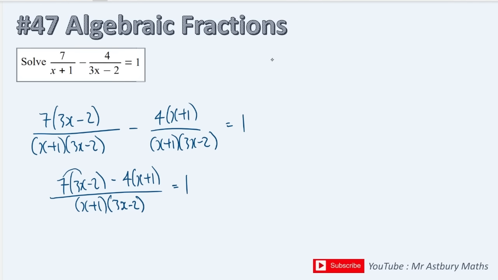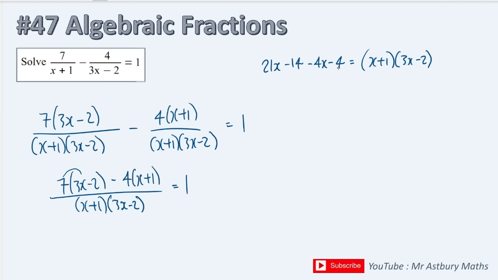So I'm going to get 7 times 3x is 21x. 7 times minus 2 is minus 14. I'm going to be very careful multiplying out this negative bracket here. I'm going to get minus 4x, and I'm going to get minus 4. And that's equal to 1 multiplied by (x plus 1)(3x minus 2).